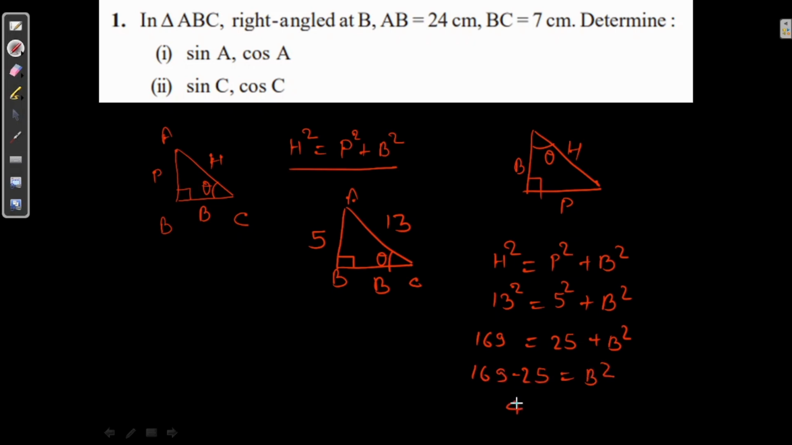9 minus 5 is 4, 6 minus 2 is 4, and there is 1. So b square is 144. And what is 144? It is 12 square. So we can say 12 square is equal to b square. When we compare, we get b is equal to 12. I think this is now quite easy for you. Just give me 1 minute, then we will see the first question.